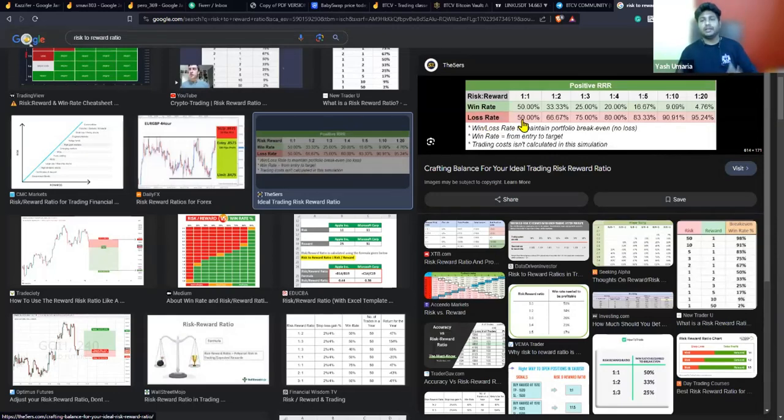What it means? It means if you are taking 2 trades, you have to win in at least 1 trade to become profitable. Okay. Now, if your risk to reward ratio is 1:2, that means if you are taking 3 trades, then you can lose 2 out of it and still you will be profitable. Okay.